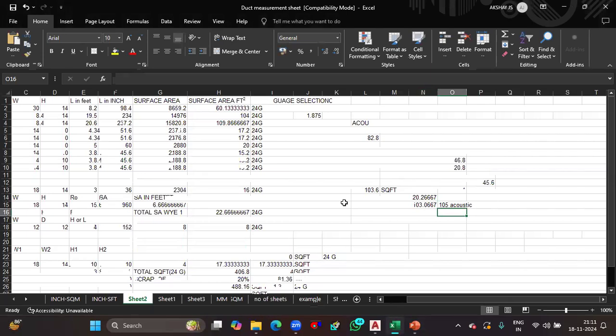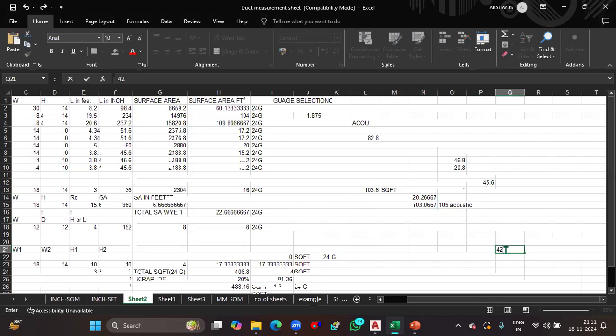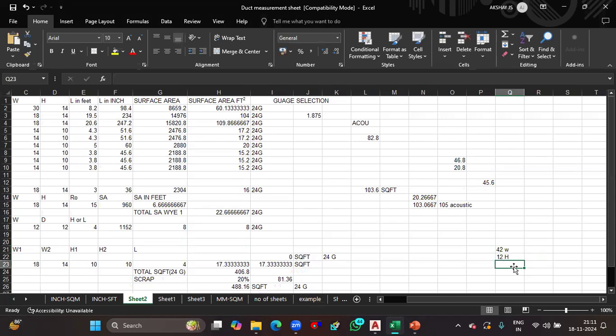Once again, guys, suppose someone asks you a question like this: I'm having a duct of 42 inch width and 12 inch height, and the length of the duct is around 10 feet.